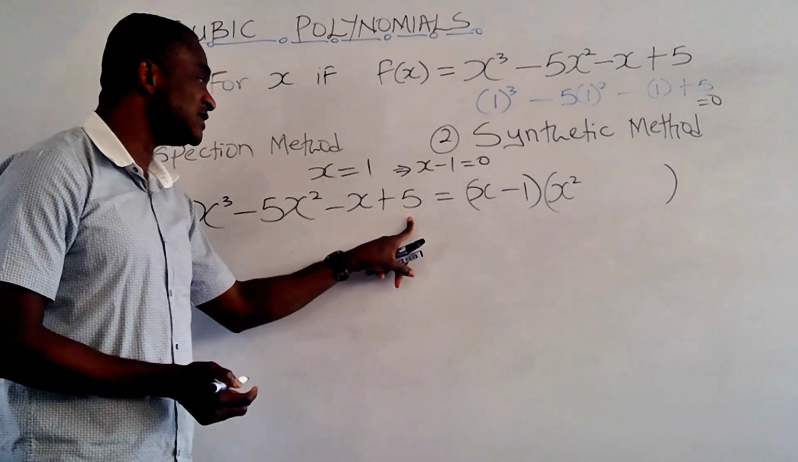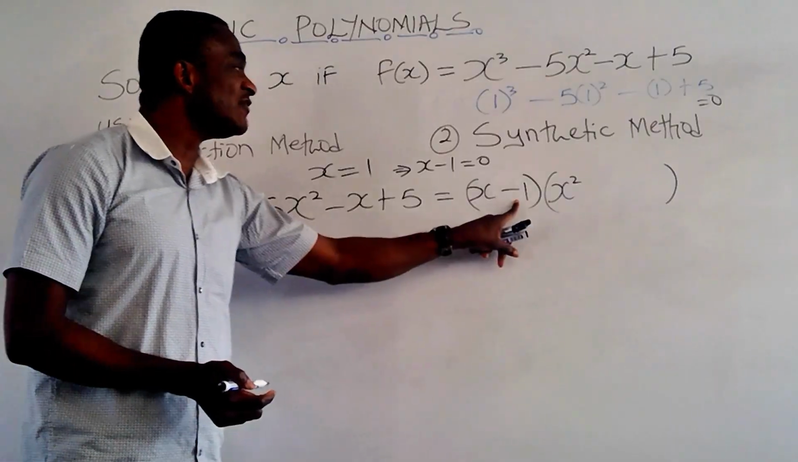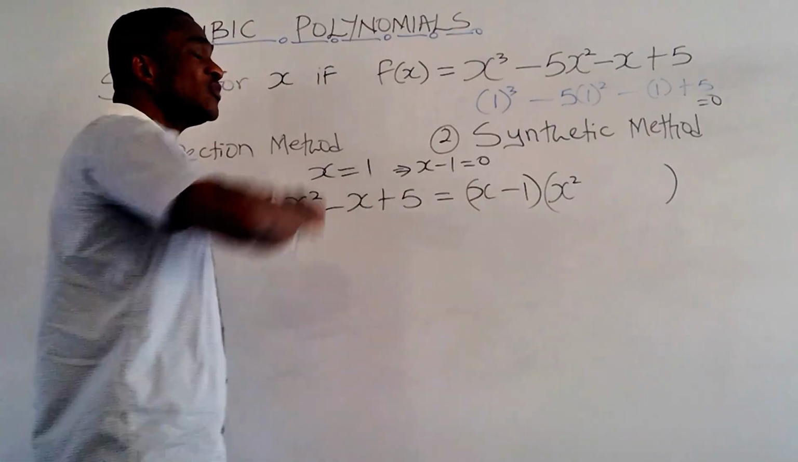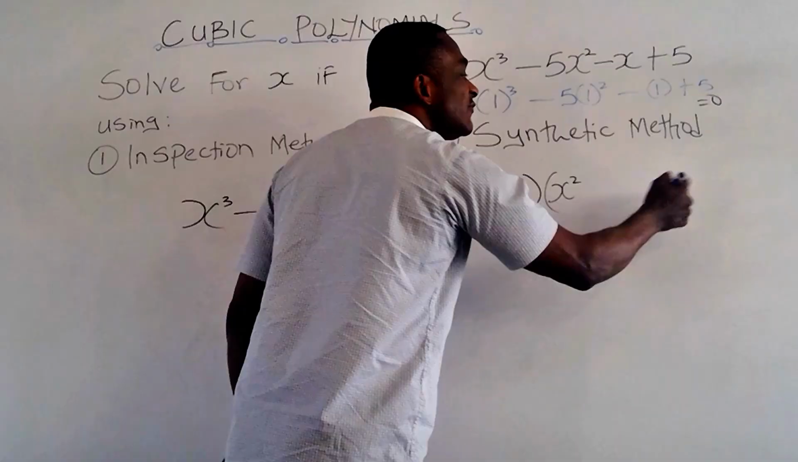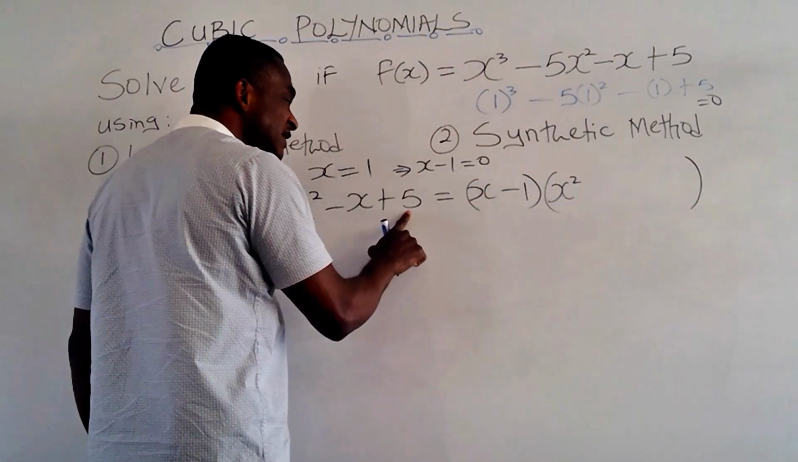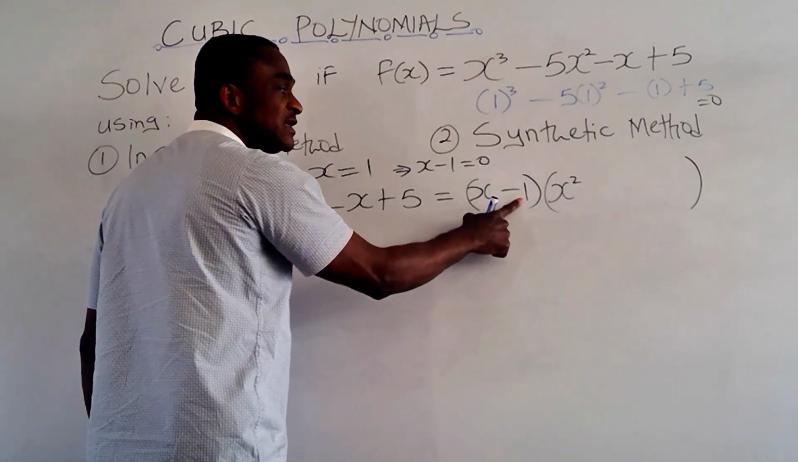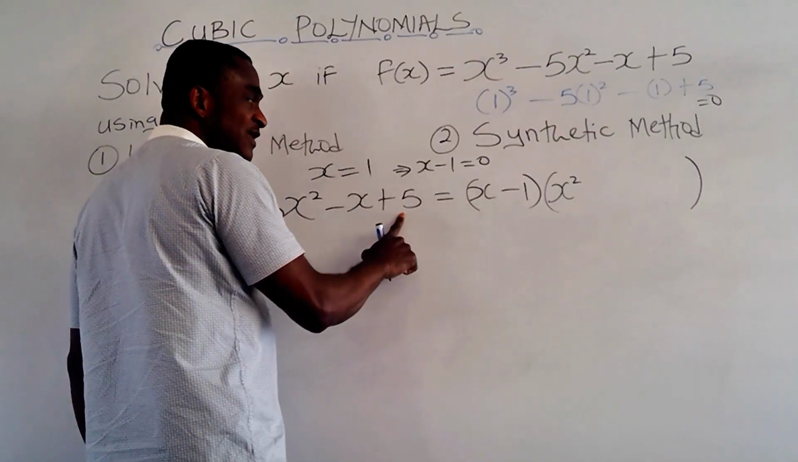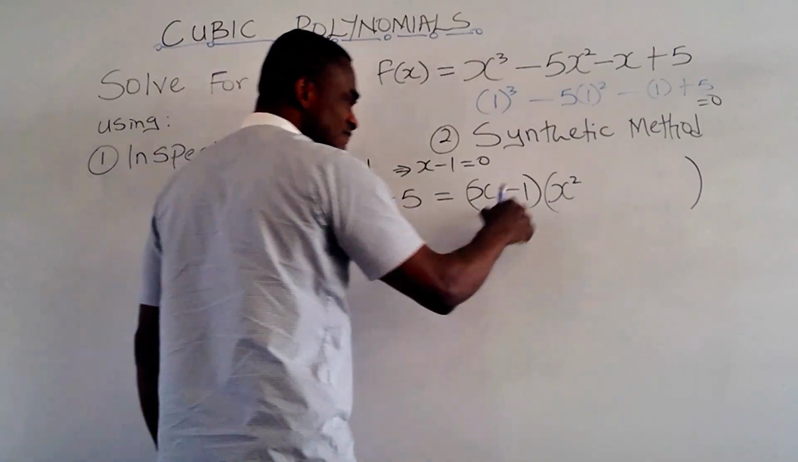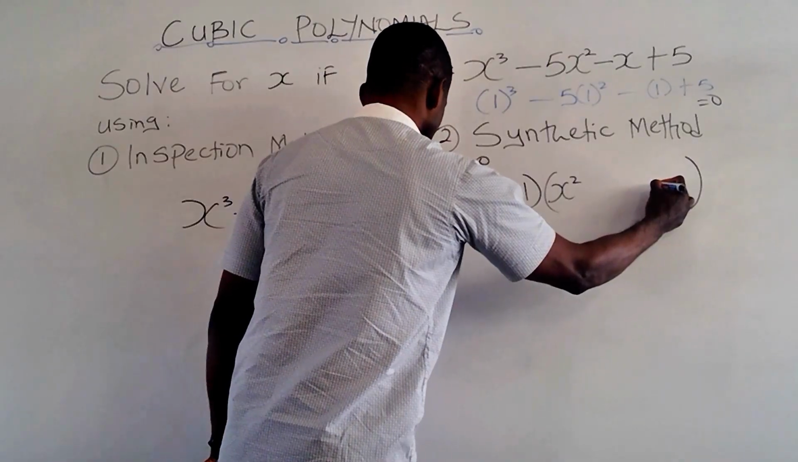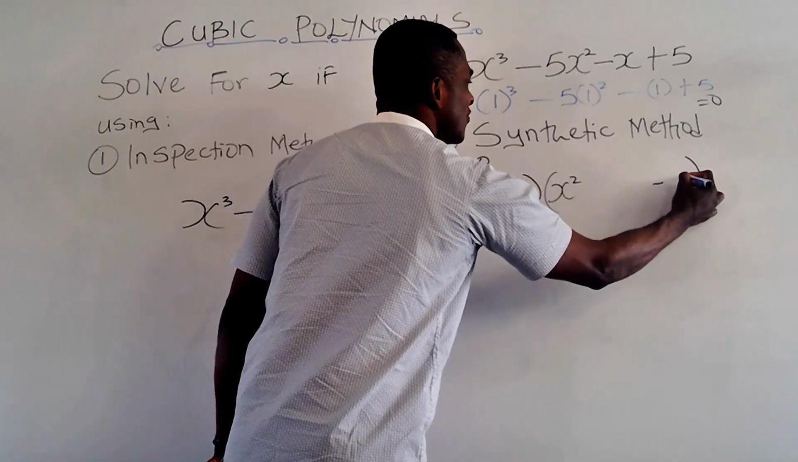Now the last term here is 5, but we have negative 1 here. So to get the last term for the parabolic function as well, we divide what we have here by negative 1. So it's 5 divided by negative 1. That will give us negative 5.